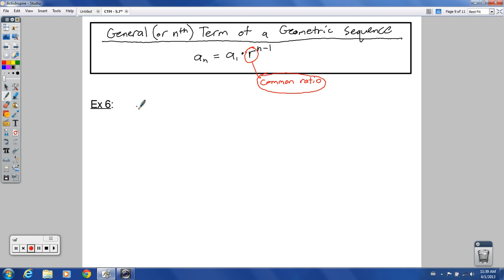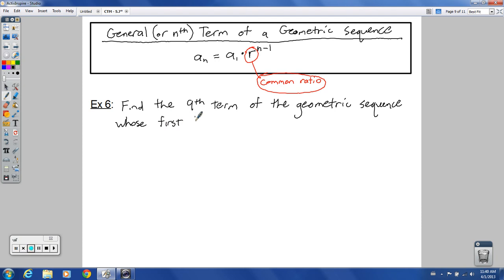Example 6 then is going to use this to solve for this. So find the ninth term of the geometric sequence whose first term is 12 and whose common ratio is -3.